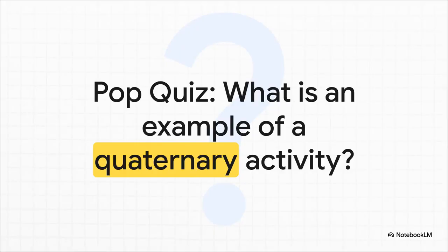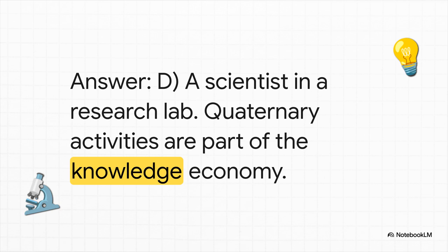All right, pop quiz time. Let's see if you're paying attention. This is a classic exam question. Which one of these is a quaternary activity? Transport, legal stuff, retail, or research? Take a second and think about it. And the answer is D. Yep, quaternary activities are all about the knowledge economy. We're talking information generation, high-level research, and development. A lawyer is a tertiary or service activity, but that scientist in the lab, that's pure quaternary.